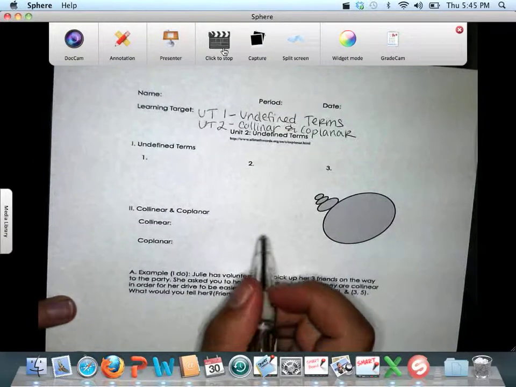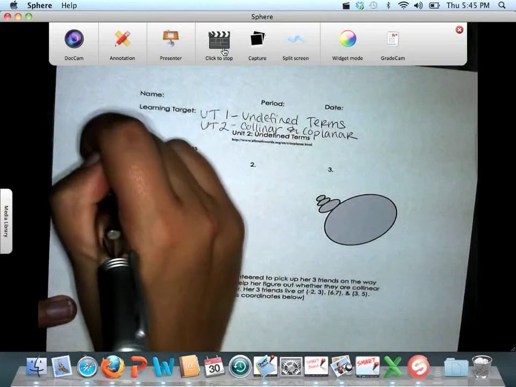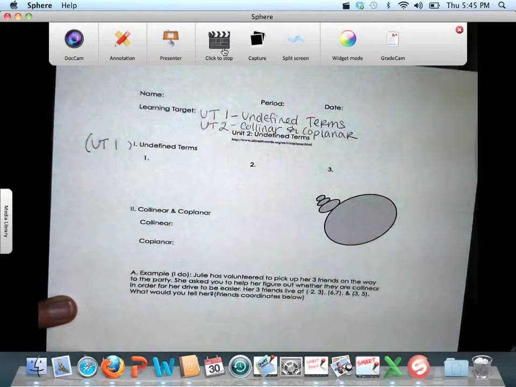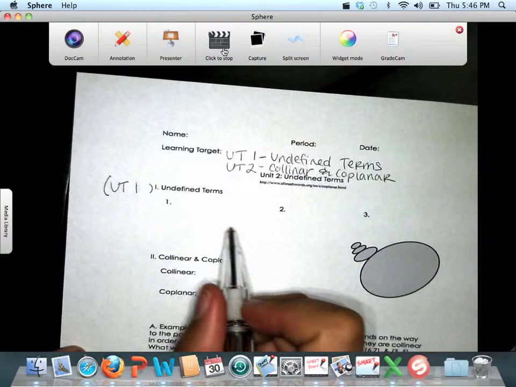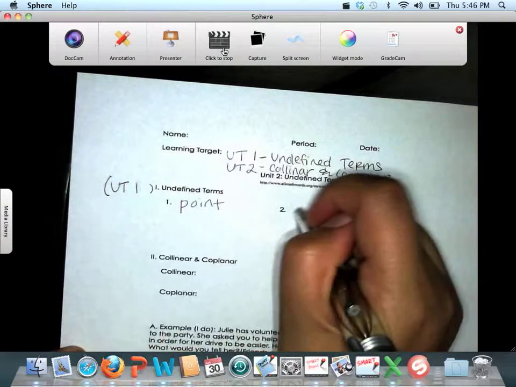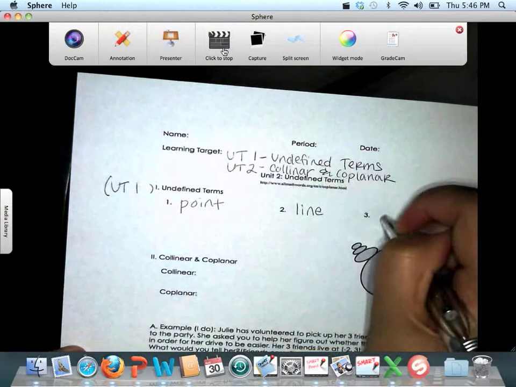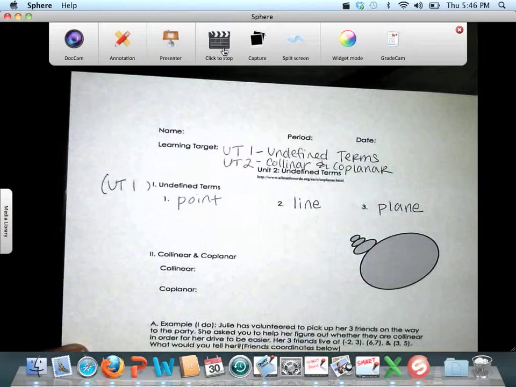Now, the first one we're going to talk about is UT1, and that's this one. Okay, so UT1. Just going to zoom in just a little bit so you can really see good, alright? Okay, so there are three undefined terms. There's point, line, and plane. Okay? Those are the three.